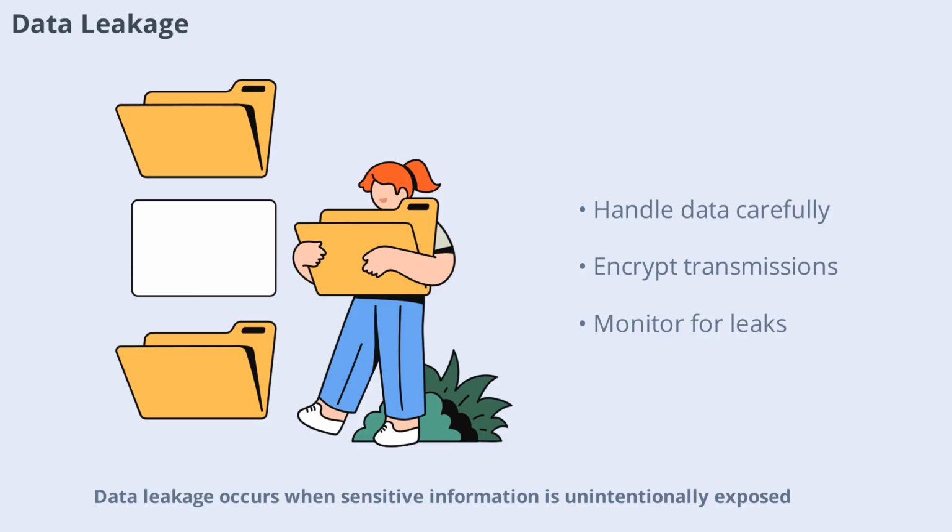Data leakage occurs when sensitive information is unintentionally exposed, often due to insecure storage or transmission. Preventing data leakage requires careful handling of user data, strong encryption, and secure communication channels. Regular audits and monitoring can help you detect and address leaks before they become serious problems. Let's explore strategies for preventing data leakage.